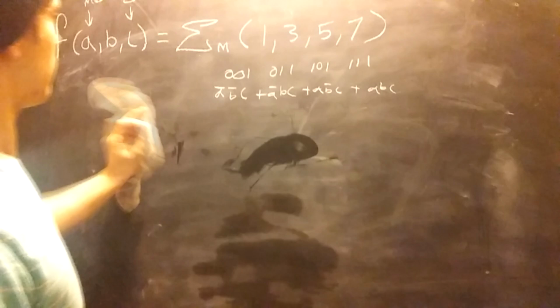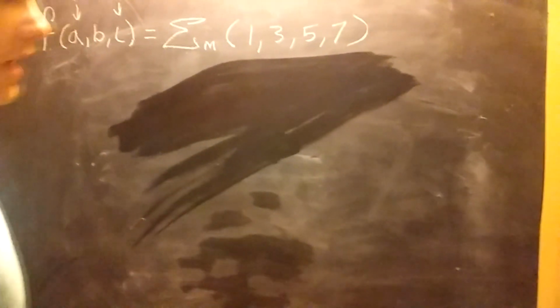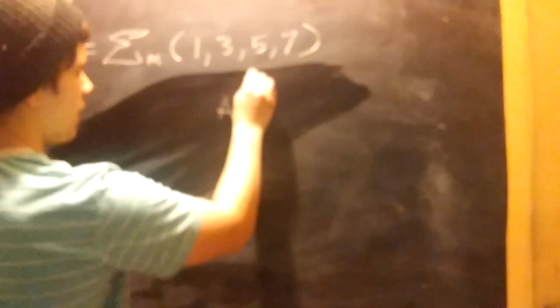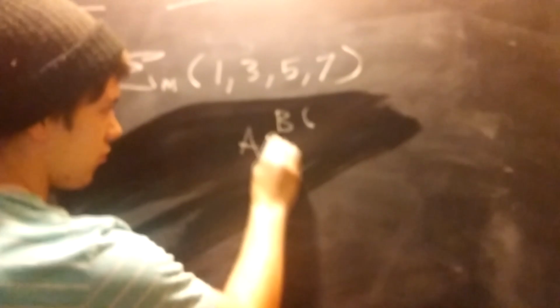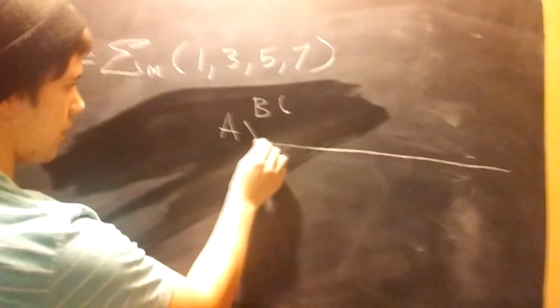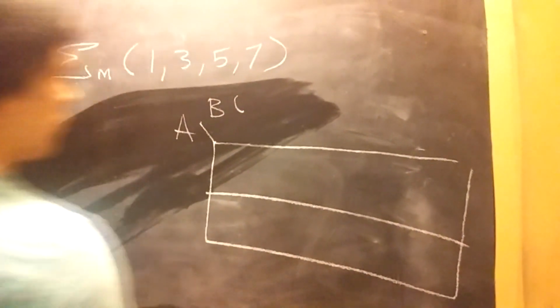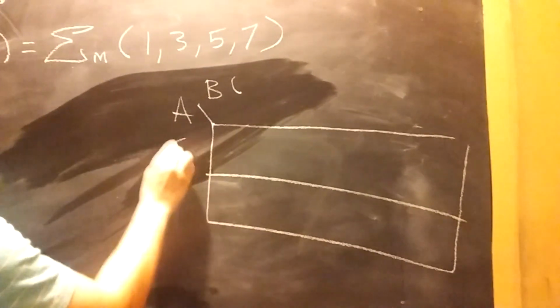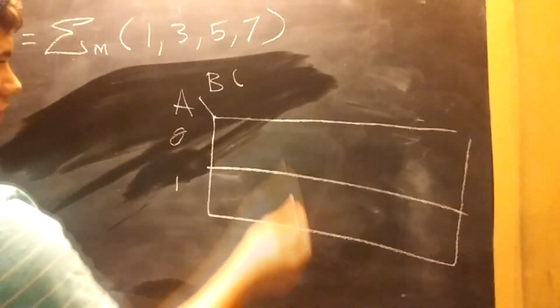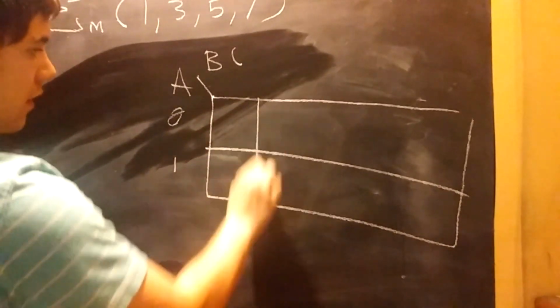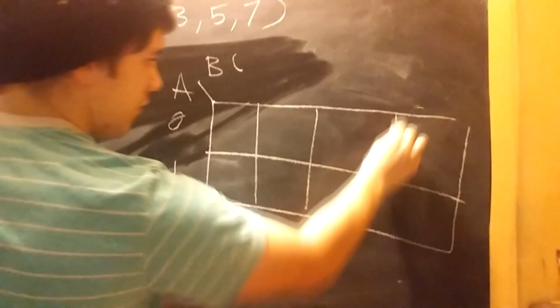So how do we simplify this? Well, we're going to erase that, and we're going to make a K-map. So for the K-map, we're going to put A here, and BC here, and we're going to draw a line like that. A can only have 2 values, 0 or 1. BC can have 4 different values, 0, 1, 2, and 3. So we have to make 4 spots like that.